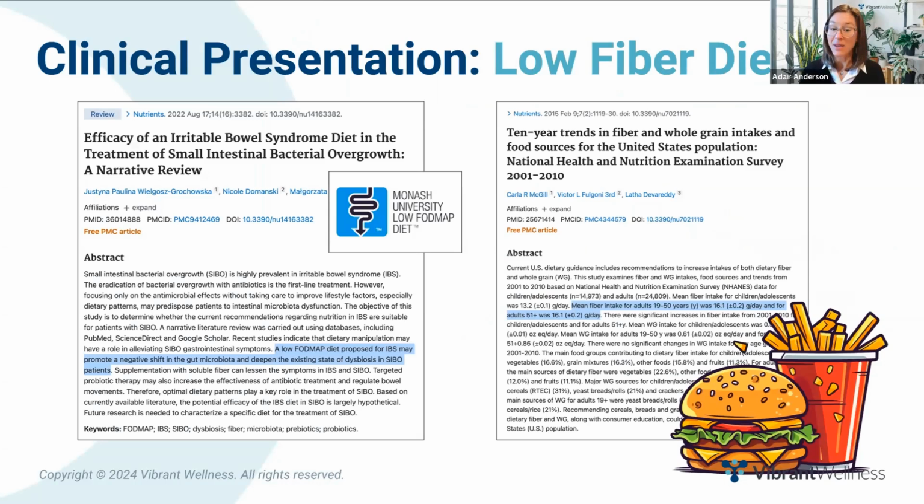Imagine a client with IBS who learned about the low FODMAP diet online, skipped the reintroduction phase, and has been avoiding FODMAPs for years. Or someone who eats a standard American diet, getting only 16 grams of fiber per day compared to the 25 to 34 grams per day recommended by the 2020 to 2025 Dietary Guidelines for Americans. Without adequate fiber, these patients often complain of constipation, backup, bloat, gas, and abdominal pain.